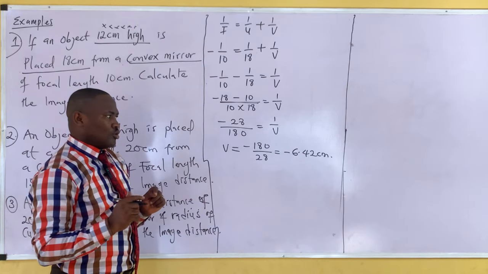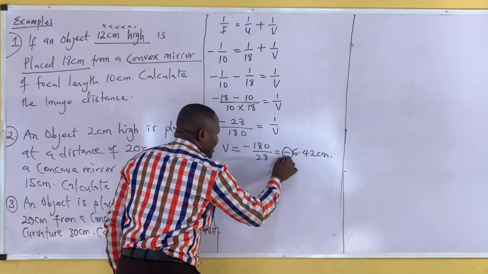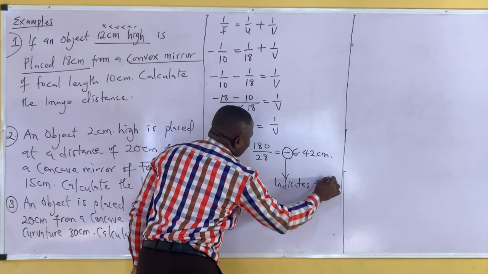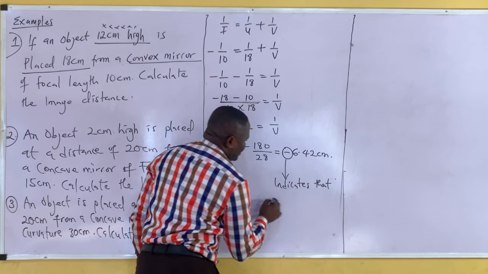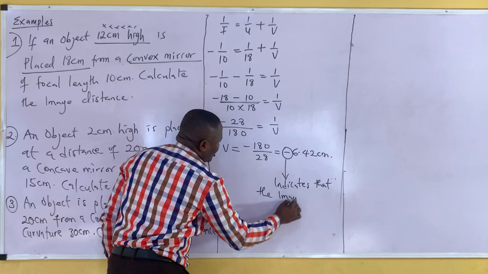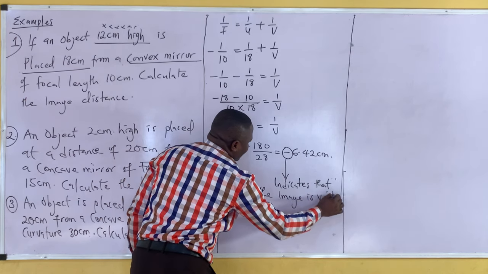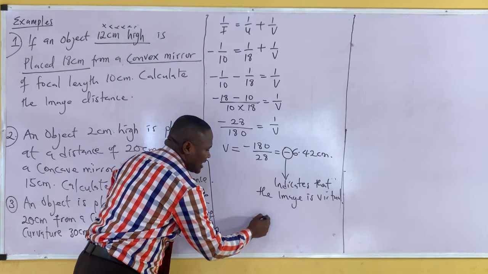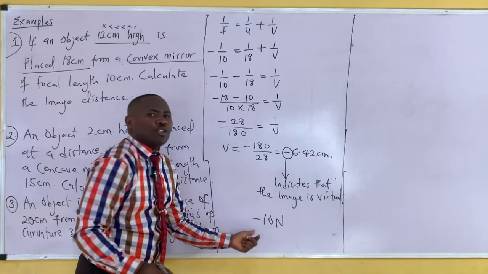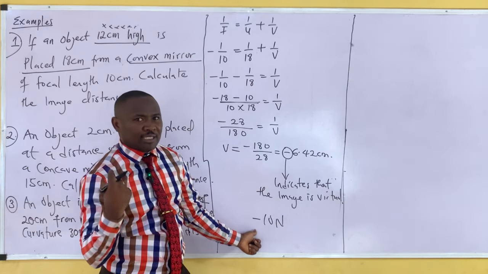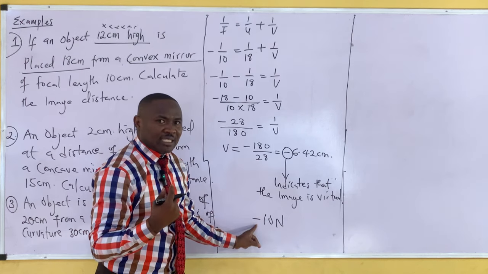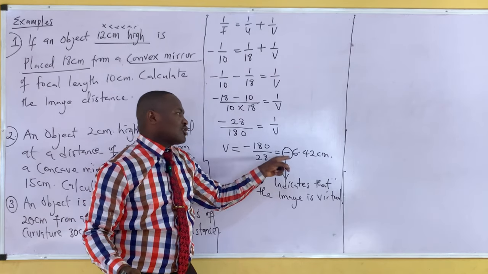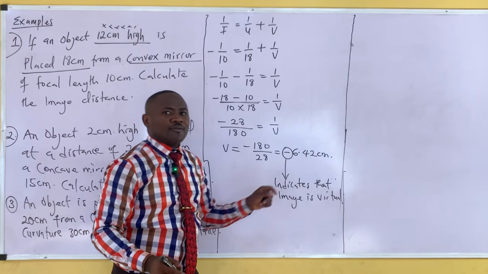Now, very important you note, the negative sign here that indicates that the image is virtual. That's what it indicates. It's just like when I say a force is negative, minus 10 Newton. What it means is that it is in an opposite direction. That's what this negative sign is showing in this description. So also, this negative sign is describing the image for us, that it is a virtual image.